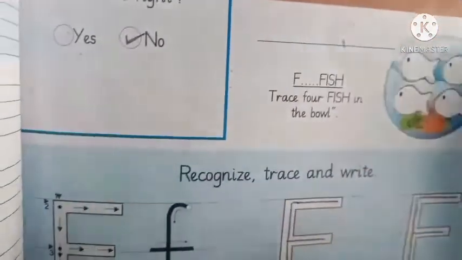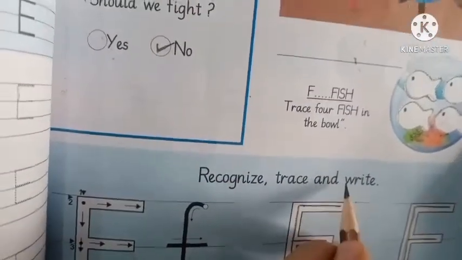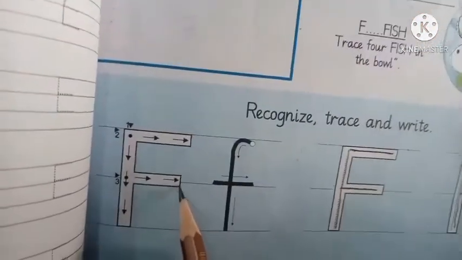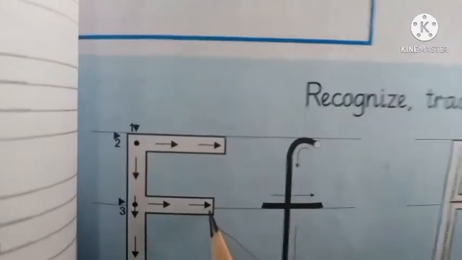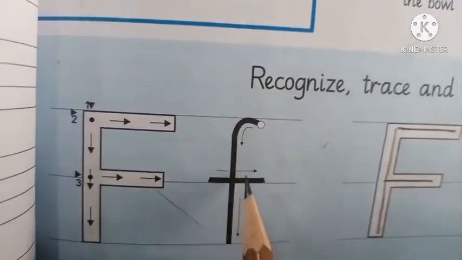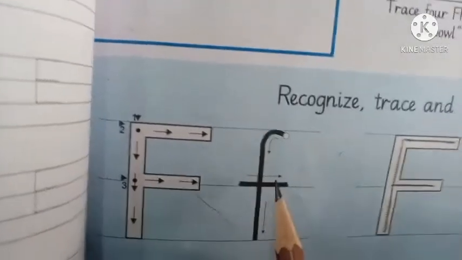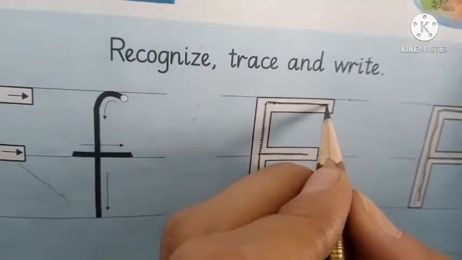Now we have to recognize and trace letter F. This is letter F. This is capital F. This is small f. This is capital F. This is lowercase f. Now I will tell you the formation of letter F.